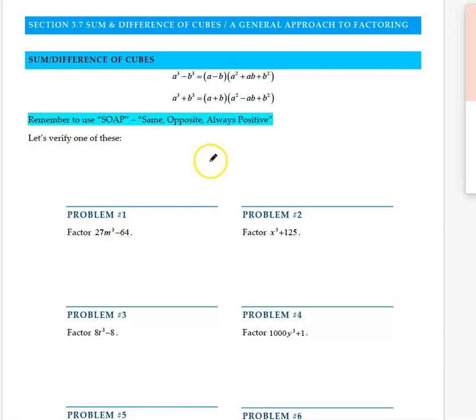Sometimes students look at this and go, how could that really be this? So I'm going to take this one on the top and we're going to verify it, meaning I'm going to use the distributive property, and then we're going to see what happens when I do that.